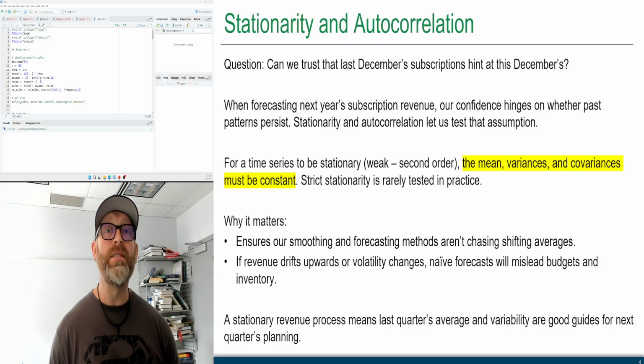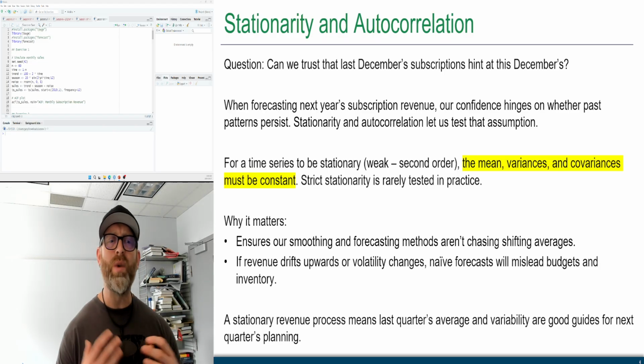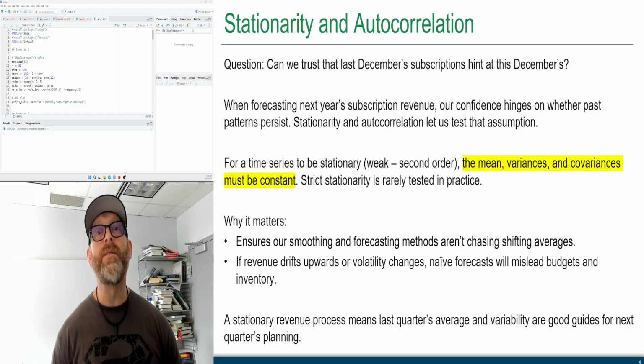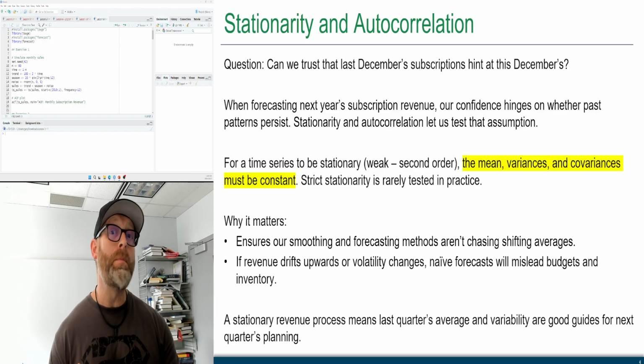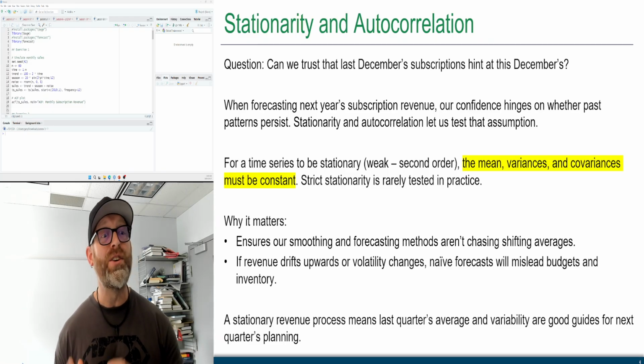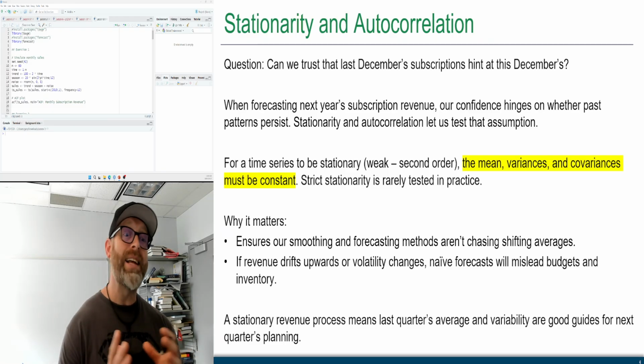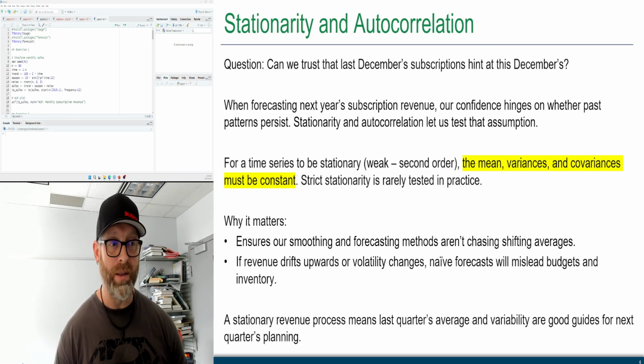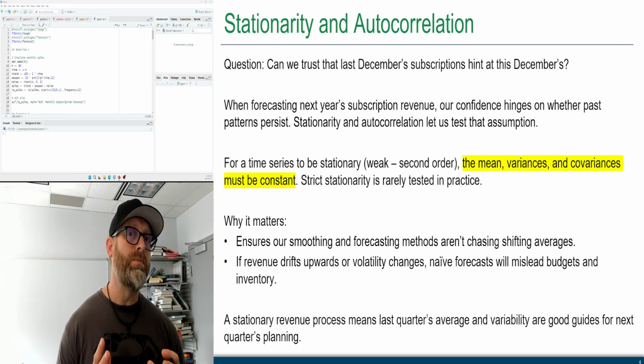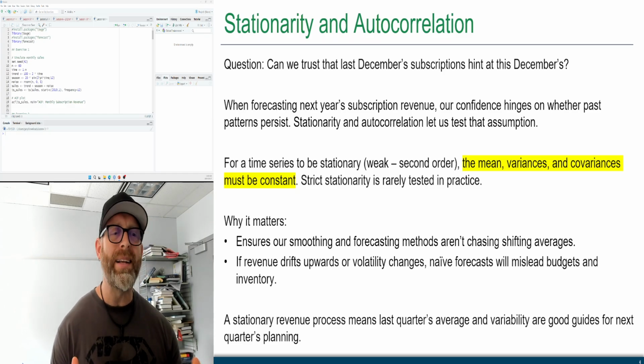For a time series to be stationary, there are two different types: weak and strong. We're not going to focus on strong stationarity because it's well beyond the scope of the course and not really used all that much. Weak stationarity is a little easier to deal with. There are really three main components, but if you have two, you automatically have the third.